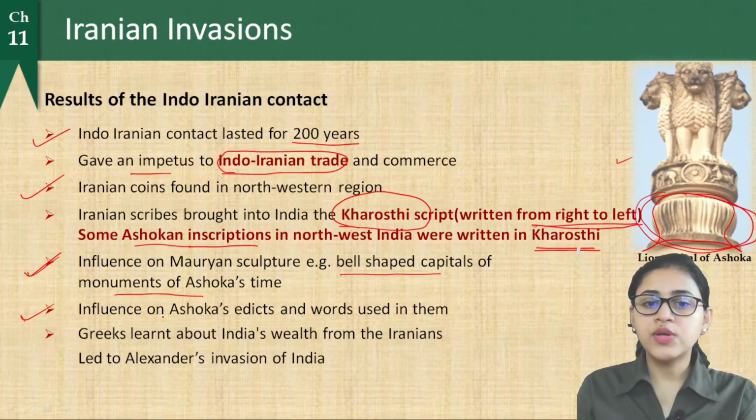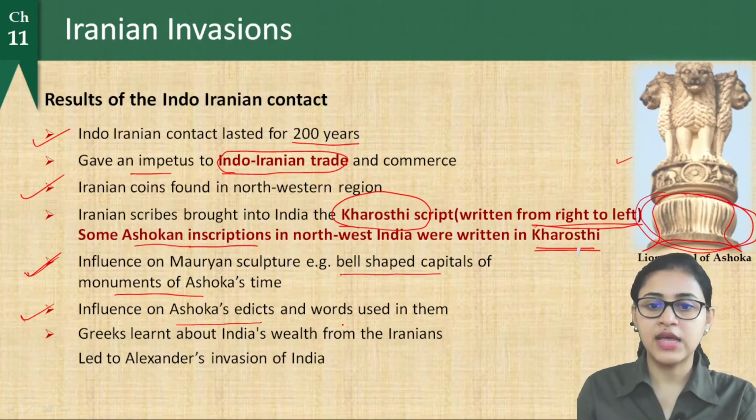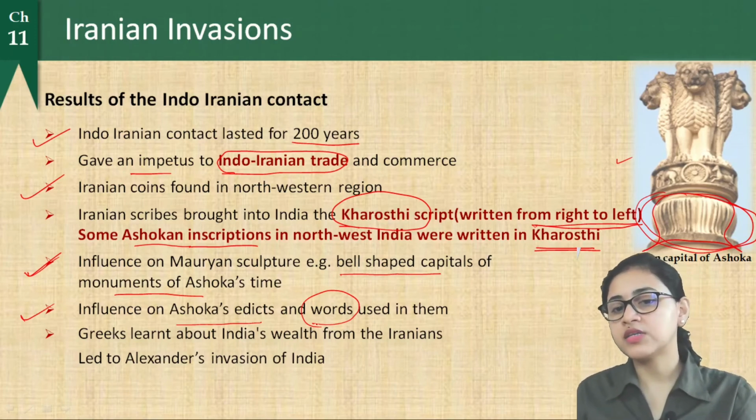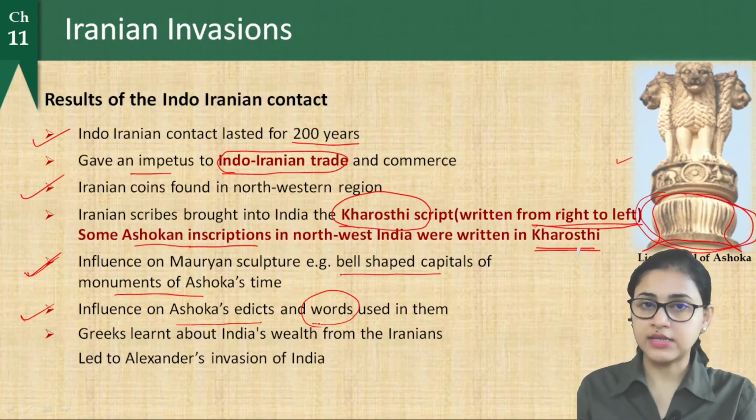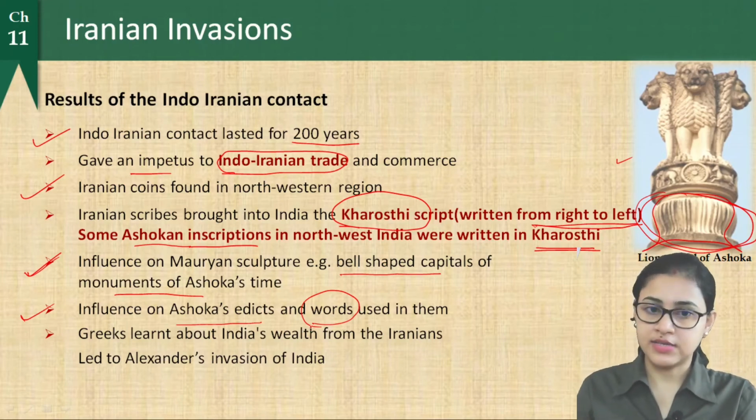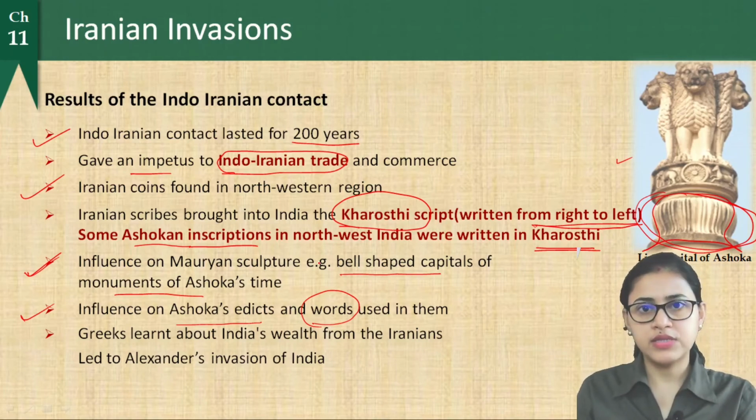Now, there was also an influence of Iranian literature on Ashoka's edicts, or the preambles of his edicts, and also the words that were used in them. There were similarities in some of the words used in Ashoka's edicts with Iranian texts. This is how Iranians have influenced Indian art and architecture.